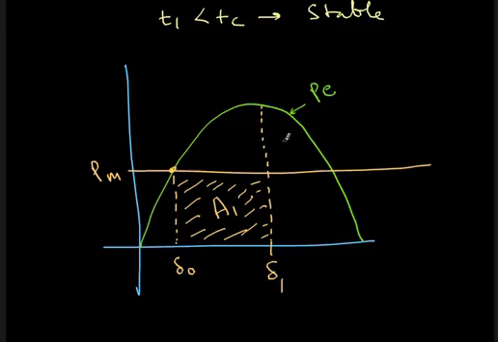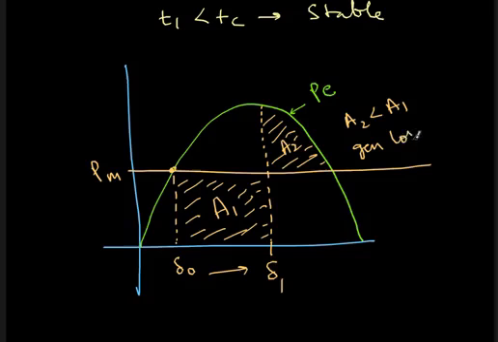P is coming back, P is more than PM, and this deceleration is going on. But then I cannot get more area. So the area A2 is actually less than area A1 because I made too much delay in clearing the fault. Since the deceleration area is less and the acceleration area is more, the machine goes on accelerating, and therefore it will lose stability. I say the generator loses stability.